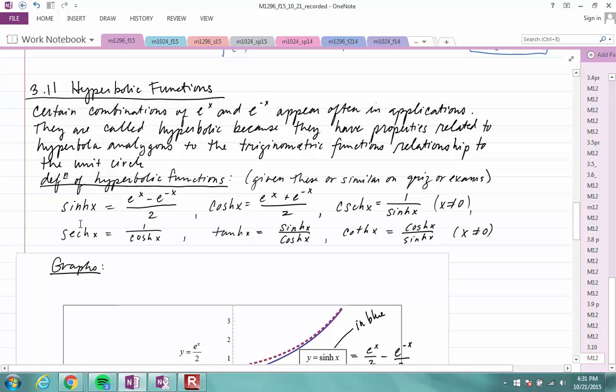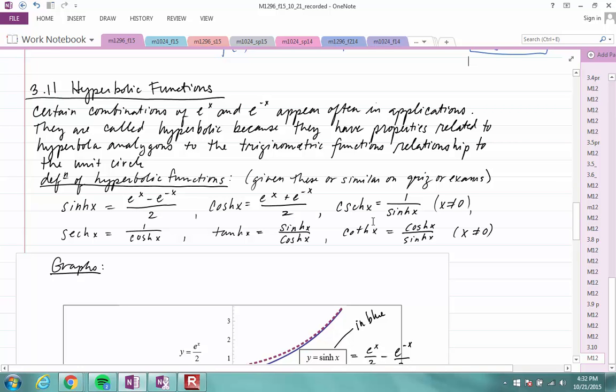Anyway, so here's where the trig-like notation comes in. It is there for a reason. Sinh and cosh are the primary functions here in this family of hyperbolic functions, and then we define the rest of the hyperbolic functions in terms of sinh and cosh.